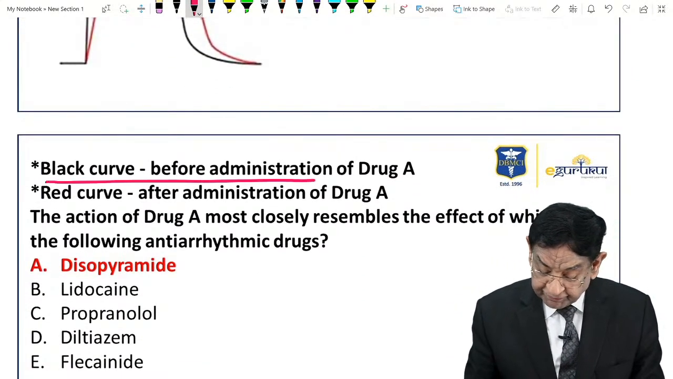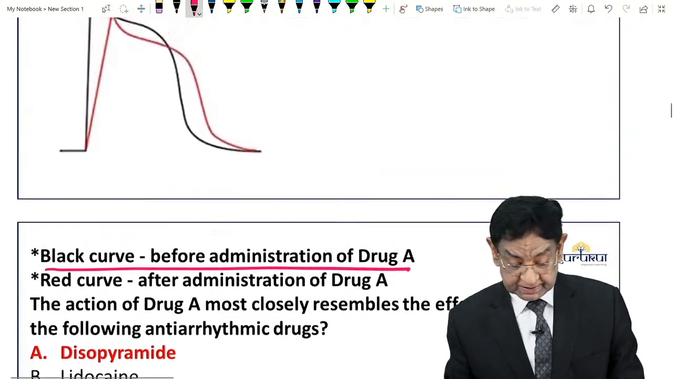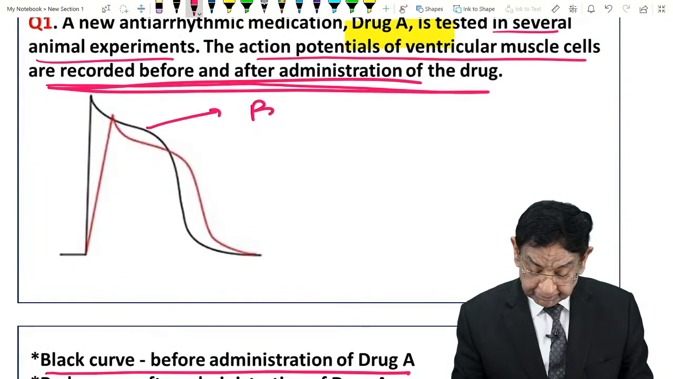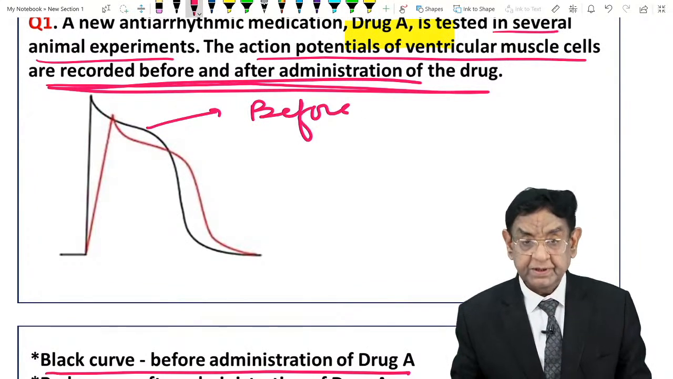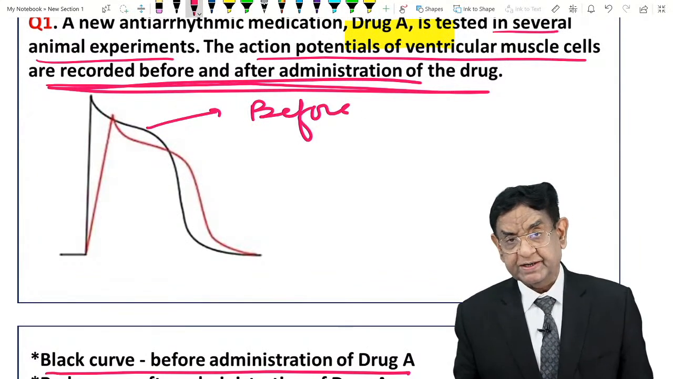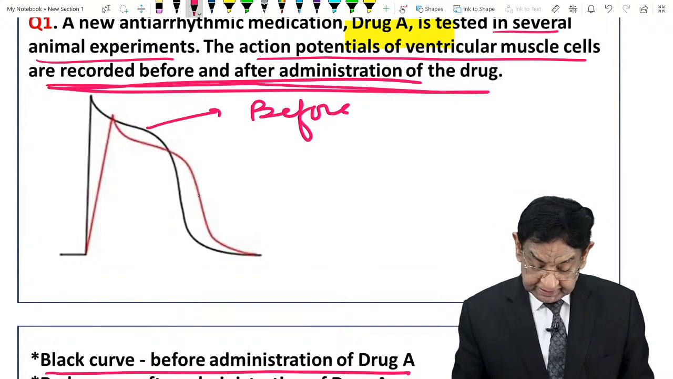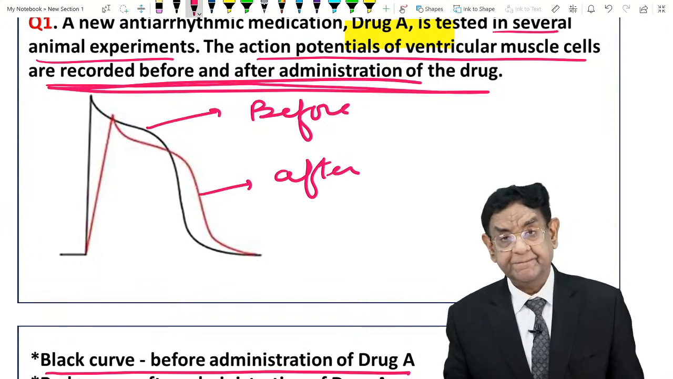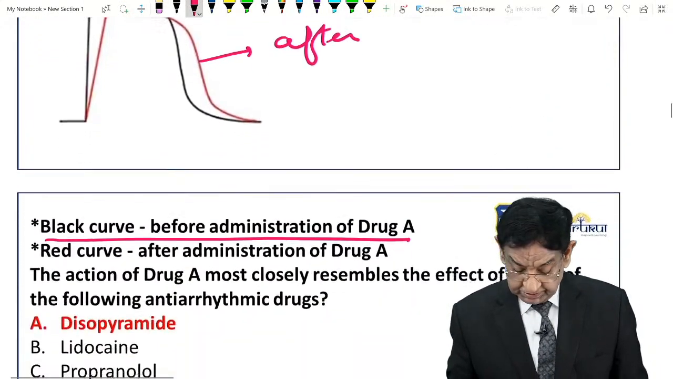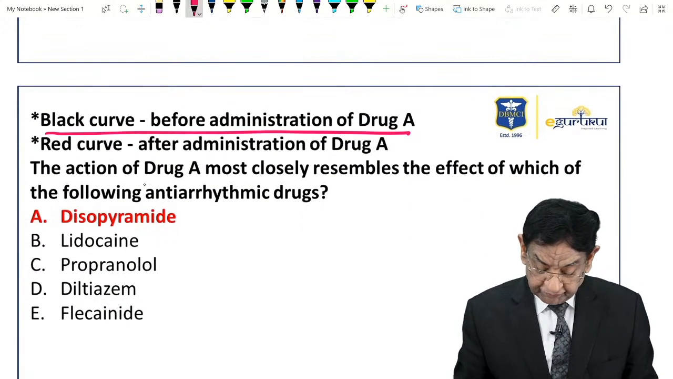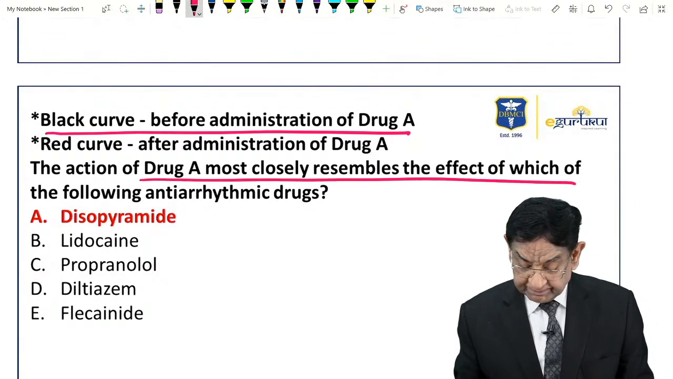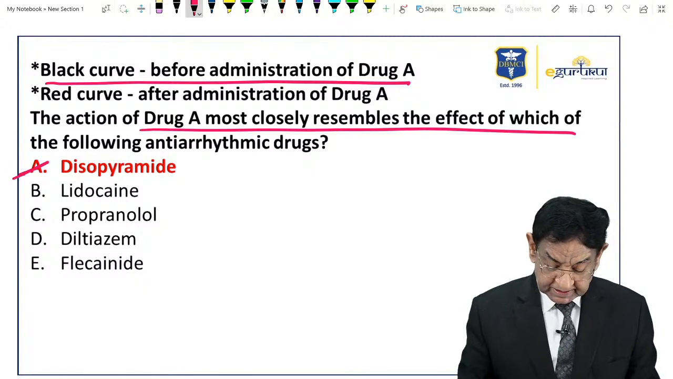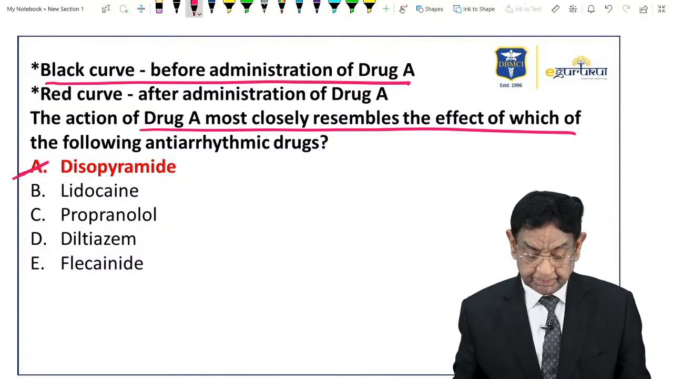Black curve is before administering. So that is the black curve. This curve is before giving the drug. And this red curve is after giving the drug. The action of drug A most likely resembles the effect of which of the following? Answer is disopyramide.